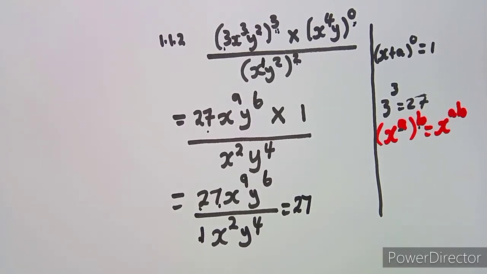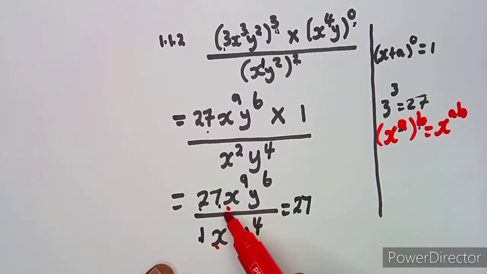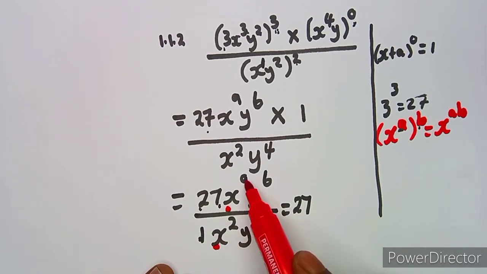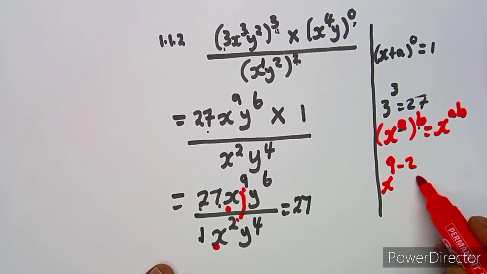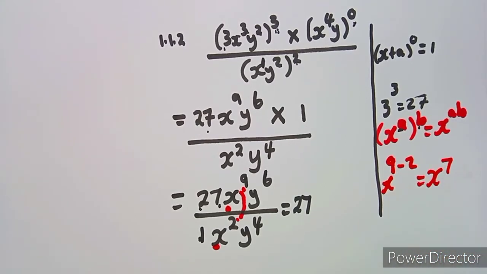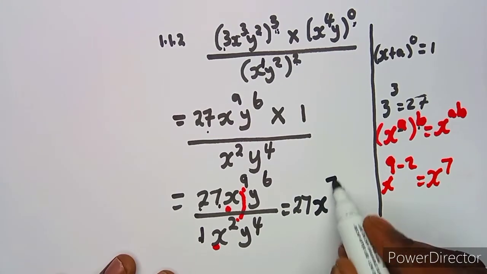So what are we going to do now on these two which are dividing? Because these two are dividing and they are the same bases. As you can see, it's x and x, so we have to subtract the exponents, which is 9 and 2, which is going to give us x to the exponent of 7.